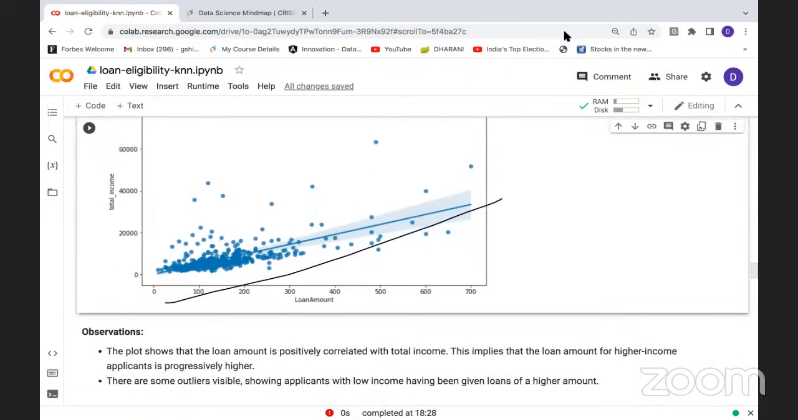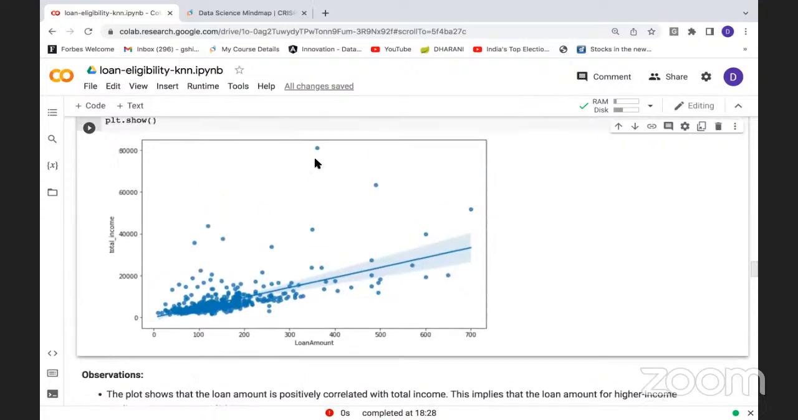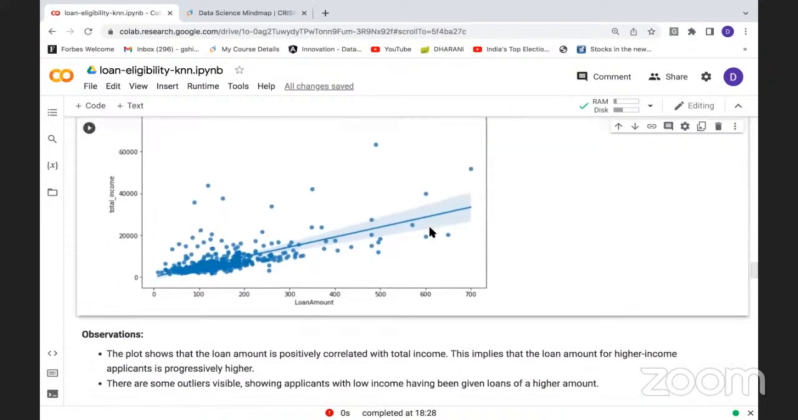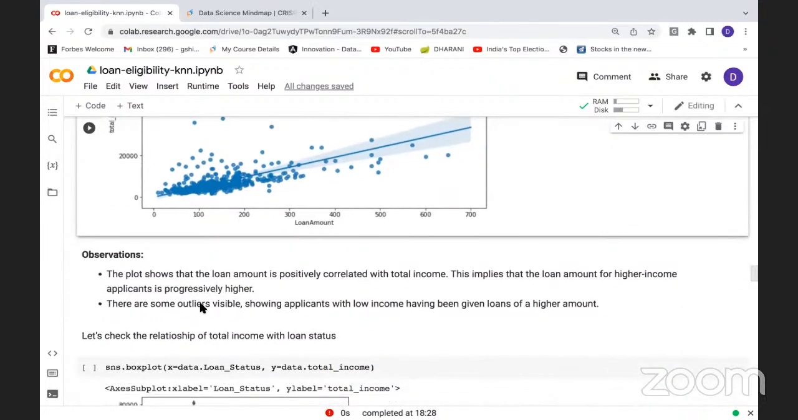But if you see here, there are a few people who are outliers, out of scope people. 1, 2, these are out of scope. So what is the inference you get here? These are with low income, right? They have been given a loan of a higher amount. So with low income group people, we are giving a higher amount.